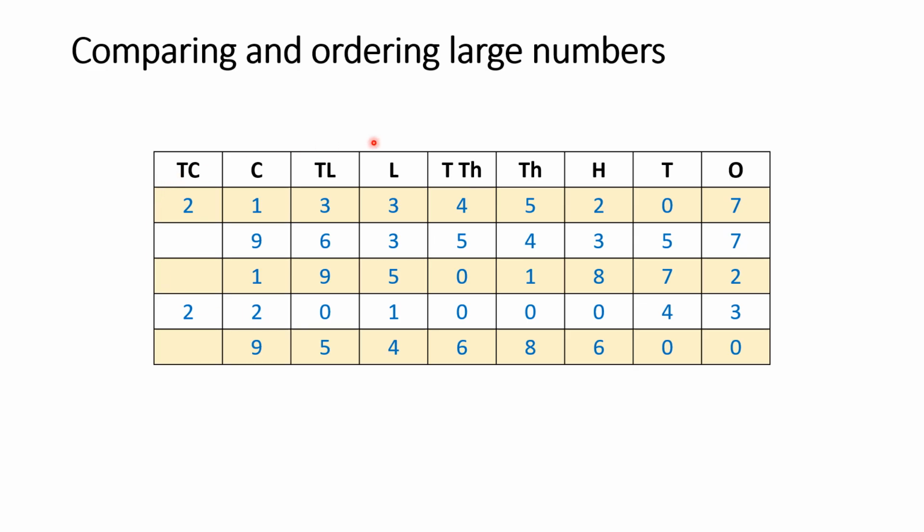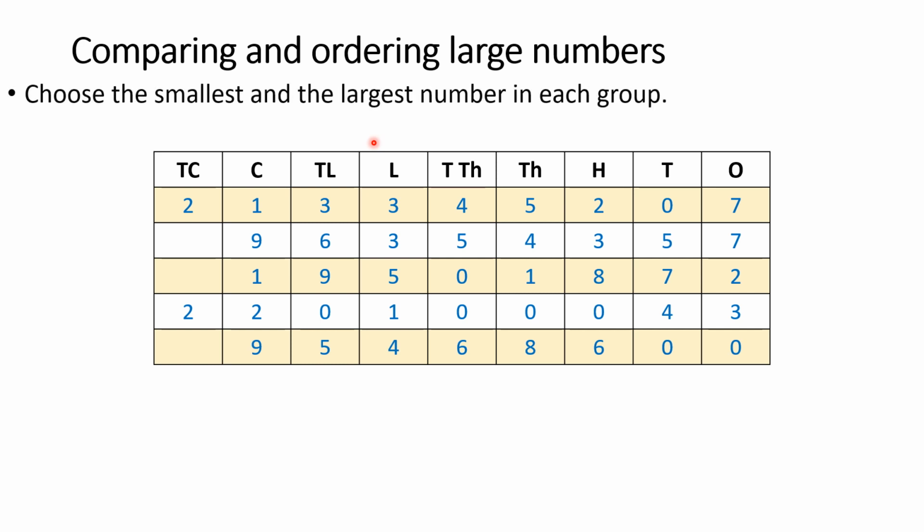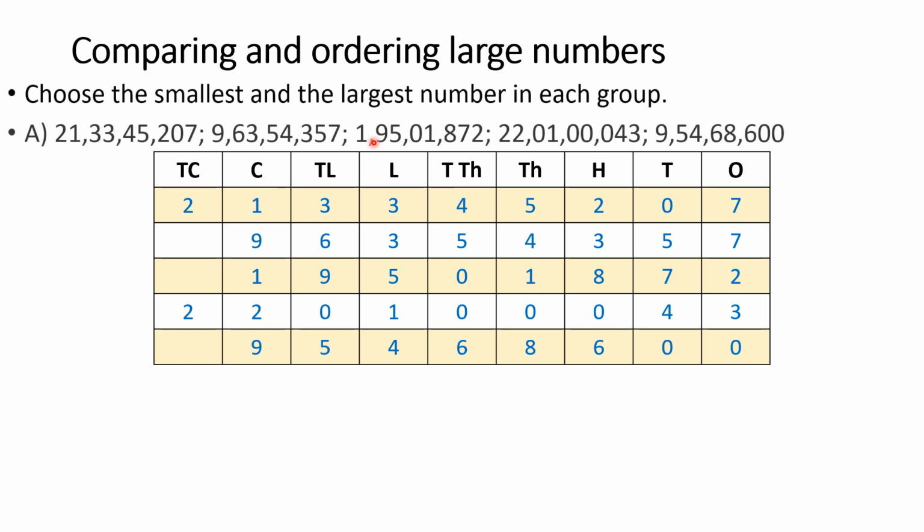It is our example. Choose the smallest and the largest number in each group. It is our first group. I'm just reading the number names of these numerals. 21 crore 33 lakh 45,207, 9 crore 63 lakh 54,357, 1 crore 95 lakh 1,872, 22 crore 1 lakh 43, 9 crore 54 lakh 68,600.